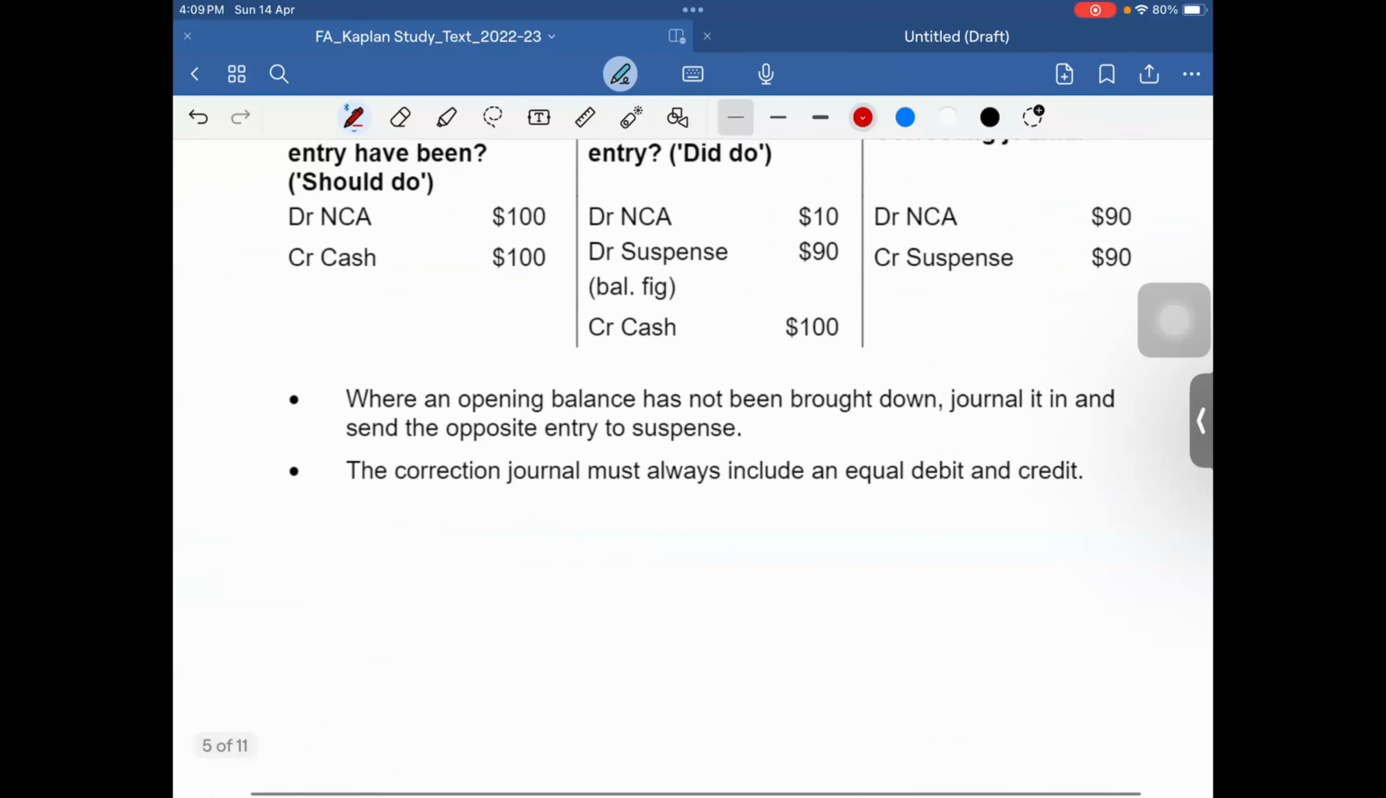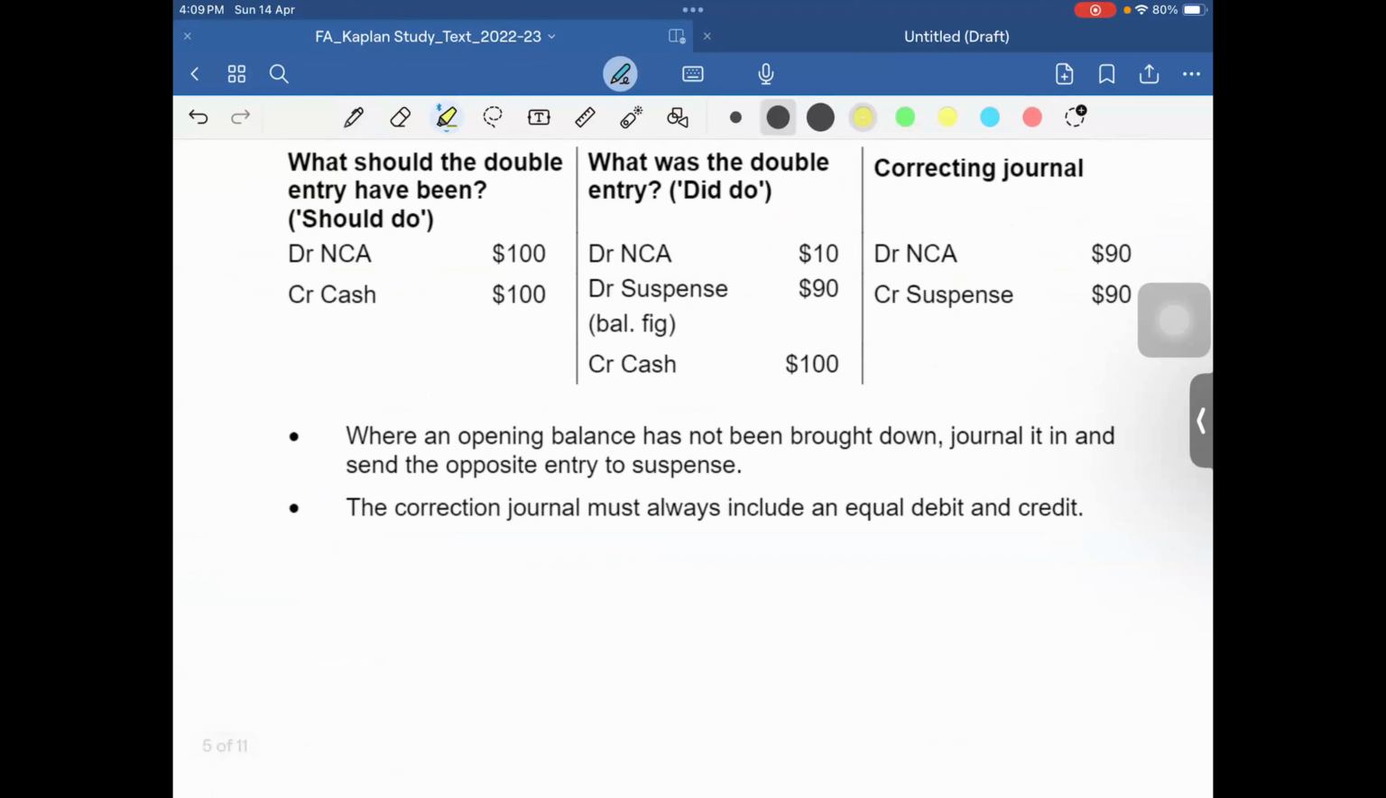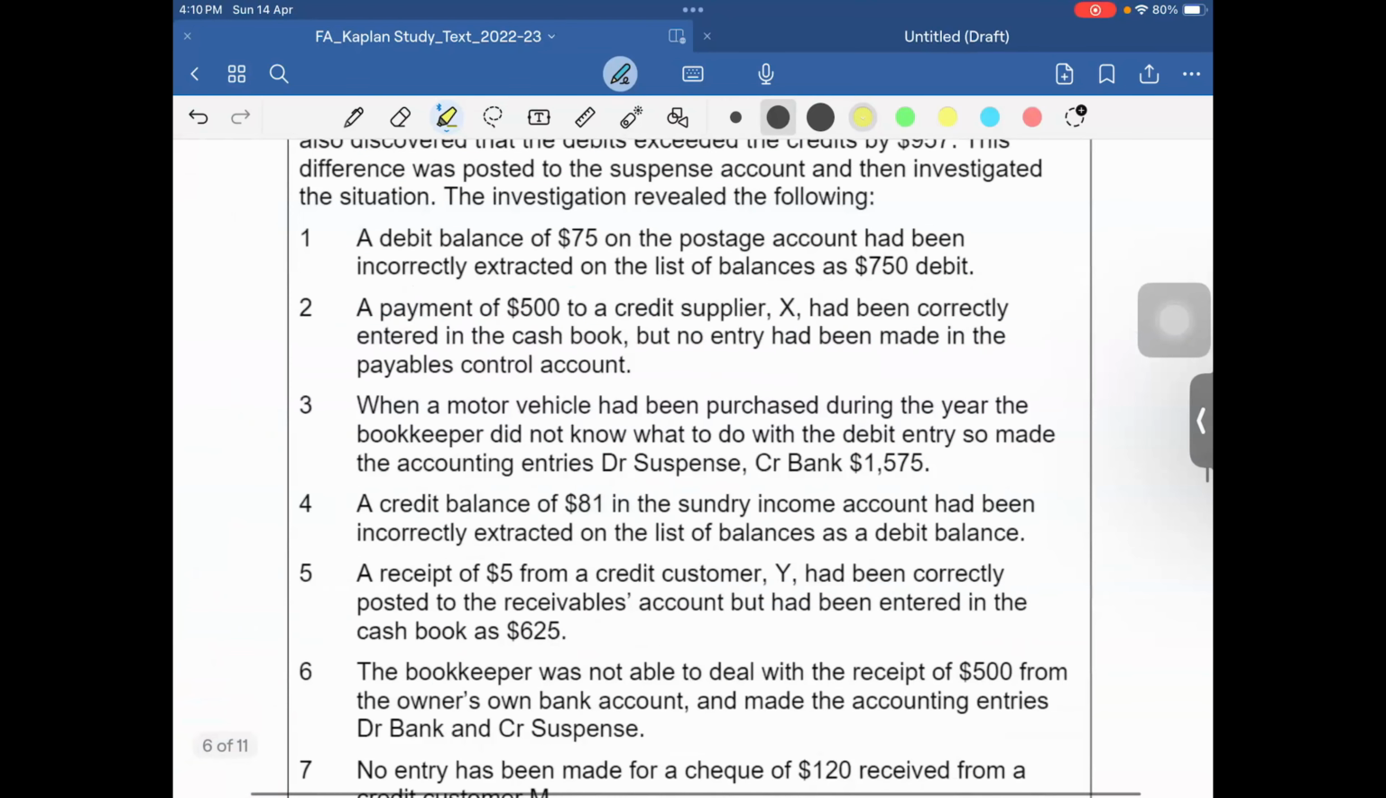There is a note here. If the opening balance has not been brought down, you're going to journal it, that is, pass the double entry, in the opposite entry to the suspense account. So if you have taken it in the credit, you're going to debit it. Just the opposite side. The correction journal must always include an equal debit and credit, in double entry format. Okay, let's see the questions.